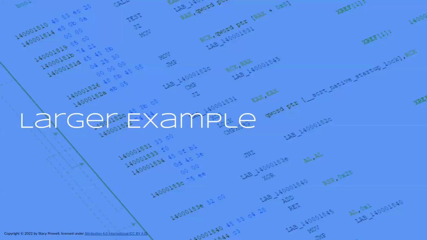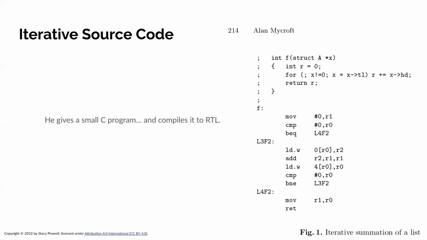So after Mycroft gives you the intuitive example we went through last time and explains some of the methodology and how this works, he gives you a longer example. And the longer example is not a very long example at all.